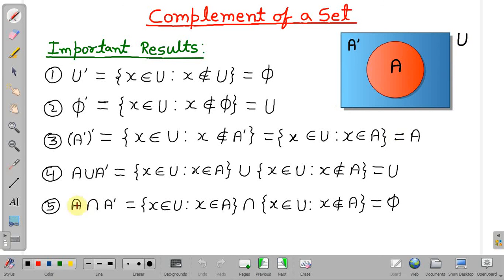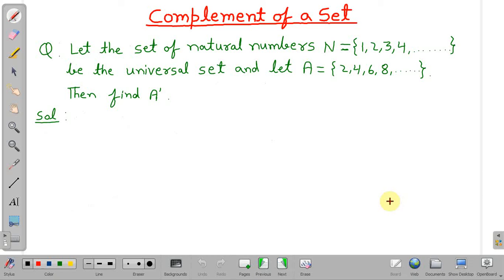Similarly, if we take A intersection A dash, from this diagram we will see A dash intersection A. So what is the common element between the blue shaded area and the red shaded area? No elements are common between these two. So it will be phi. Now we will solve some problems based on our discussion.